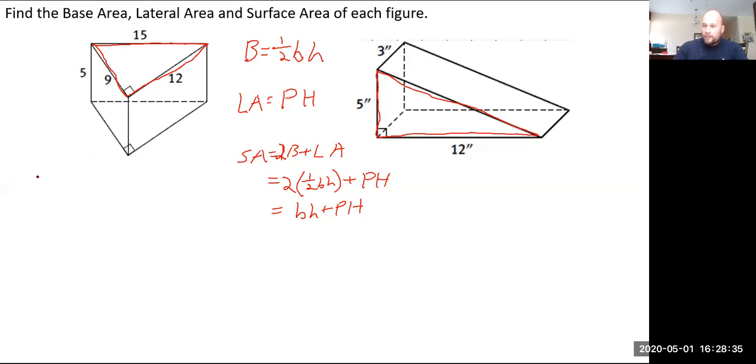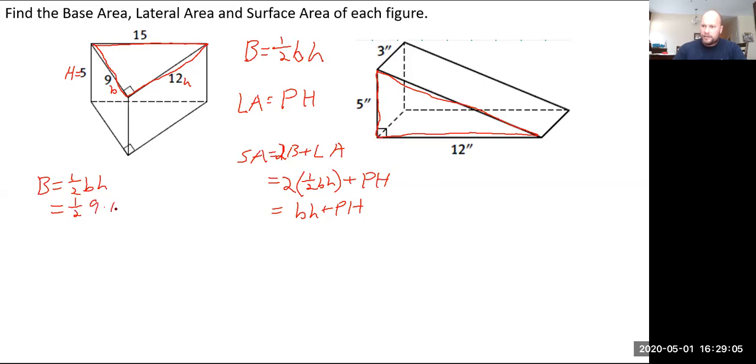We have base area. We're going to do the 1/2 base times height. Well, which one's going to be the little b? This 9 I could use as b. The 12 I could use as the height. And I don't need to use the 15 for anything right now. This 5 over here, well, that's the height of the solid. So this will be my b, that will be my h, plug them in. And you could reverse the order. It doesn't matter which one you plug in where.